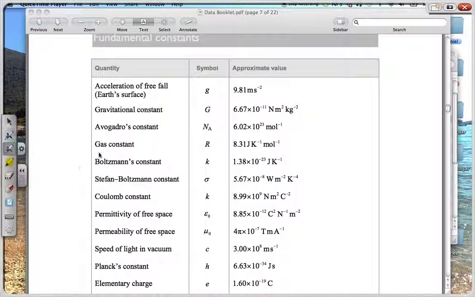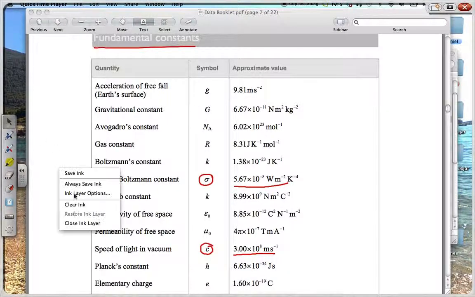Hi students, so I'm going to spend a little bit of time just looking at the data booklet with regard to the astrophysics section, just noting the important points. In the fundamental constants section, we have these two over here that are important. Stefan Boltzmann's constant, this one here, and also the speed of light, which is obviously very important, 3 times 10 to the 8 meters per second. So those are the two that are really important there.